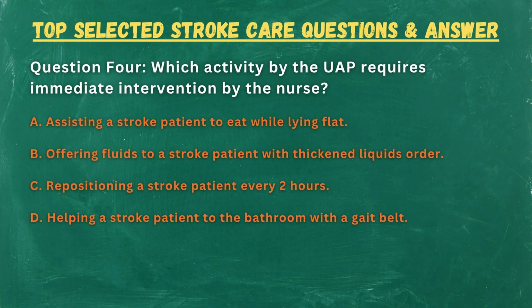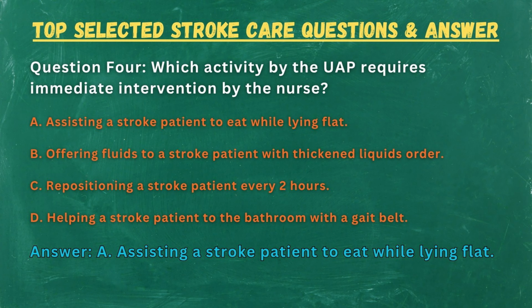Question 4. Which activity by the UAP requires immediate intervention by the nurse? A. Assisting a stroke patient to eat while lying flat. B. Offering fluids to a stroke patient with thickened liquids order. C. Repositioning a stroke patient every 2 hours. D. Helping a stroke patient to the bathroom with a gait belt. Answer: A. Assisting a stroke patient to eat while lying flat.